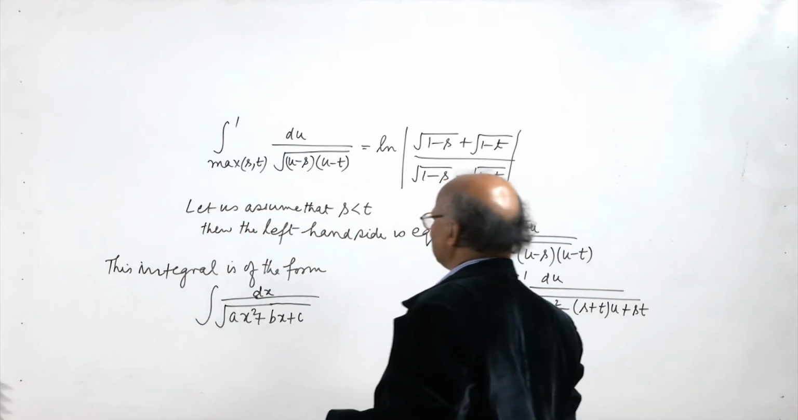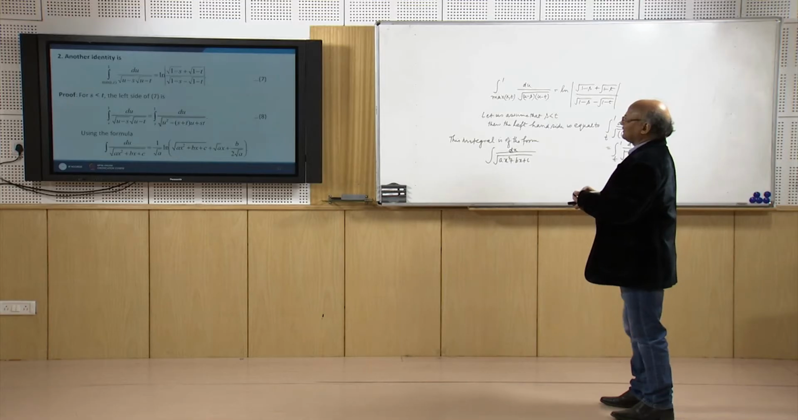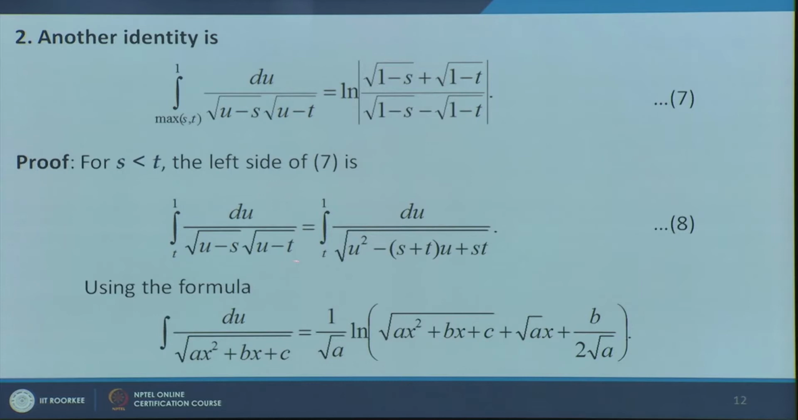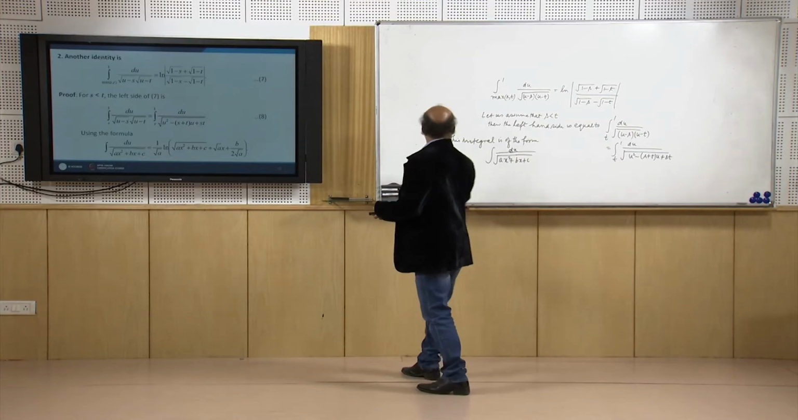dx upon square root of ax square plus bx plus c, and we have the formula for the integral of 1 over square root of ax square plus bx plus c, which is given by 1 by root a ln of square root of ax square plus bx plus c plus square root a into x plus b upon 2 square root a. Here we have left out an arbitrary constant term, because that will not be used when you put the limits of integration, because it is a finite integral. So, in the case of a finite integral, the constant term that comes here we can ignore. So, let us see how we get this integral.